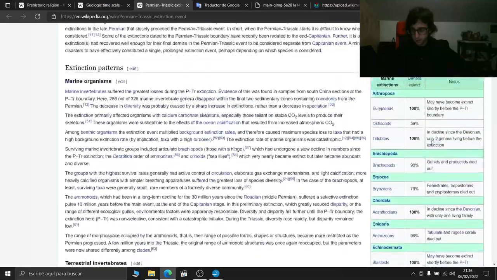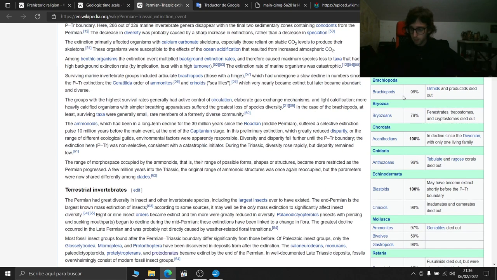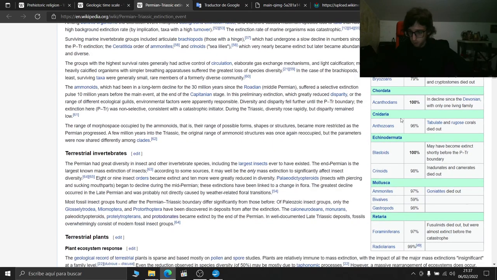This table is insane. Some groups might have become extinct shortly before. Ostracods, trilobites, only two genera living before the extinction. Brachiopods, almost all. Acanthodians, with only one living family. An extinct class of gnathostomes, typically considered a paraphyletic group. They are currently considered to represent a grade of various fish lineages leading up to the extant ones. So, a kind of fishes.